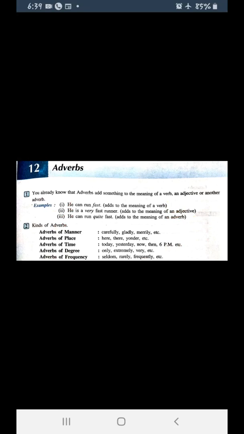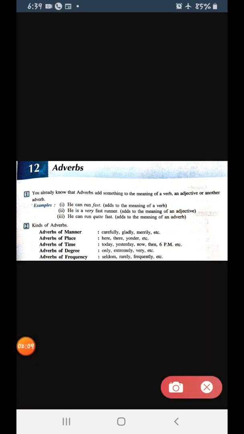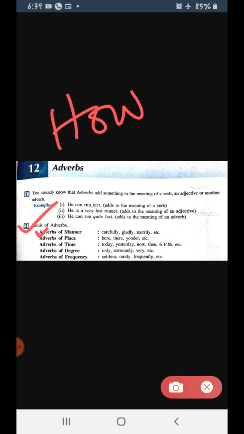So now, next is kinds of adverbs. How many kinds of adverbs are there? Here 1, 2, 3, 4, 5. Here they have given 5 kinds of adverbs. So let us read the 5 kinds of adverbs here. Adverbs of manner. It answers the question how. Example: carefully, gladly, merrily.